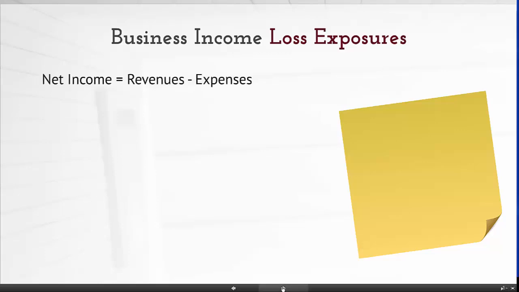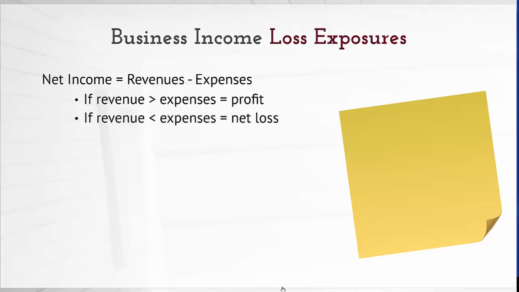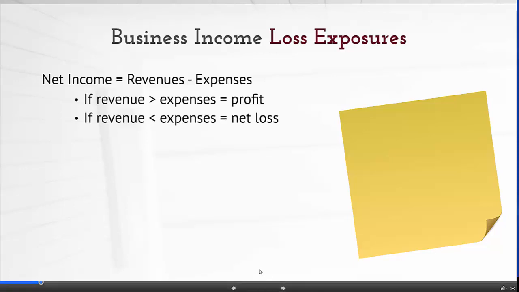Keep in mind that if a business experiences downtime because of property damage, they will lose net income. Their revenues might go down and their expenses might continue. If revenue is greater than expenses, of course, they'll earn a profit, and if revenue is less than expenses, they'll experience a net loss. But sometimes a business, even one that is operating at a loss, might experience extra expenses that they would not have otherwise incurred, minus the accidental property damage. So there's a significant area of loss exposures that one might not consider.